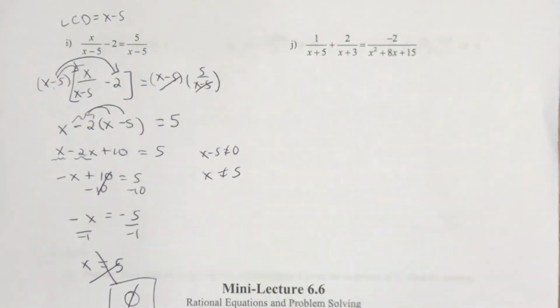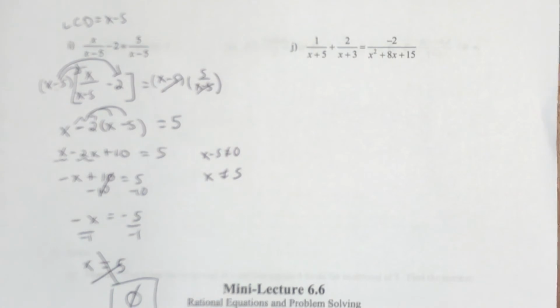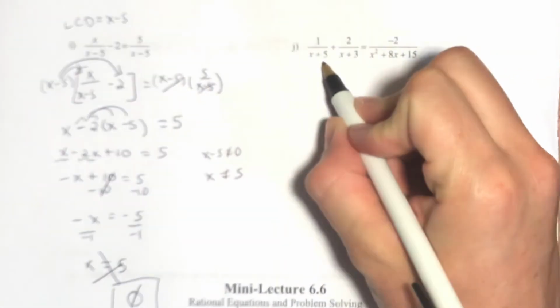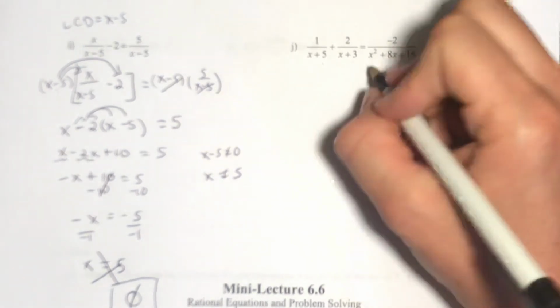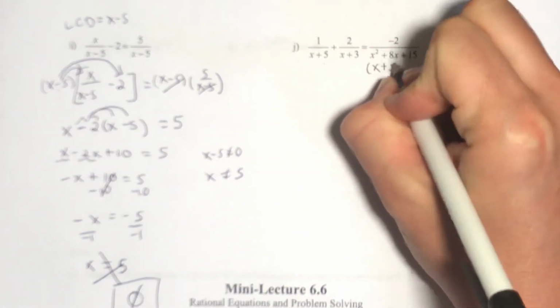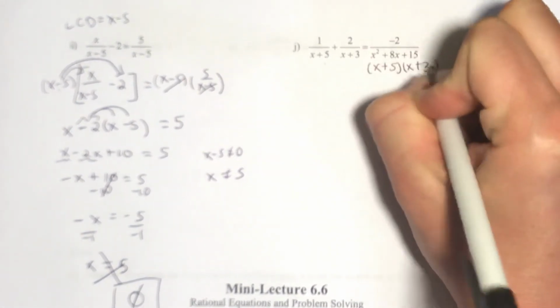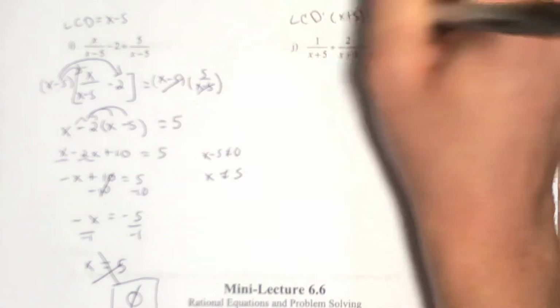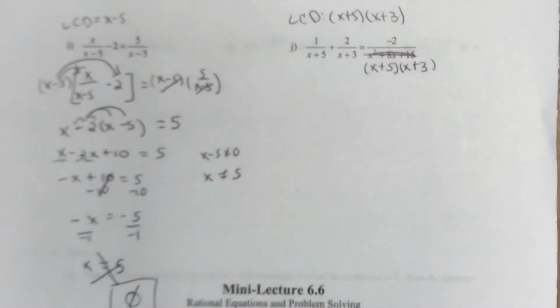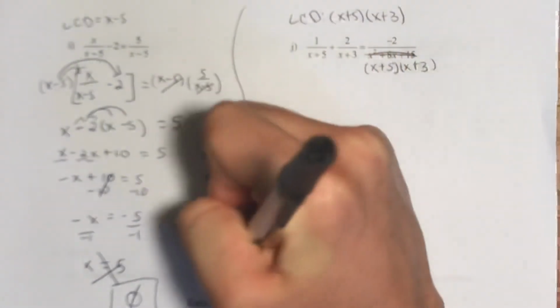Okay, let's do the next problem together. This denominator's factored, this denominator's factored. This denominator can factor into x plus 5 times x plus 3, making the LCD x plus 5 times x plus 3. So multiply that to both sides.